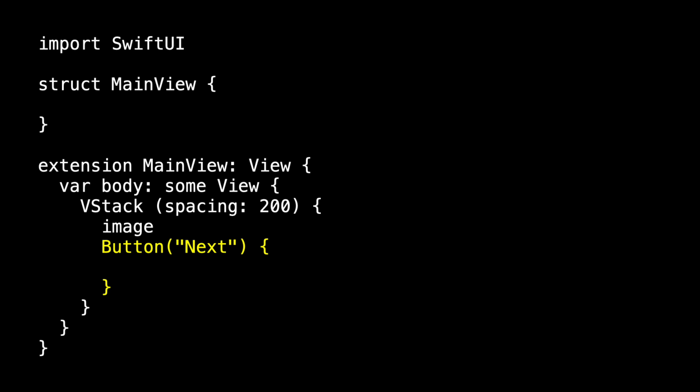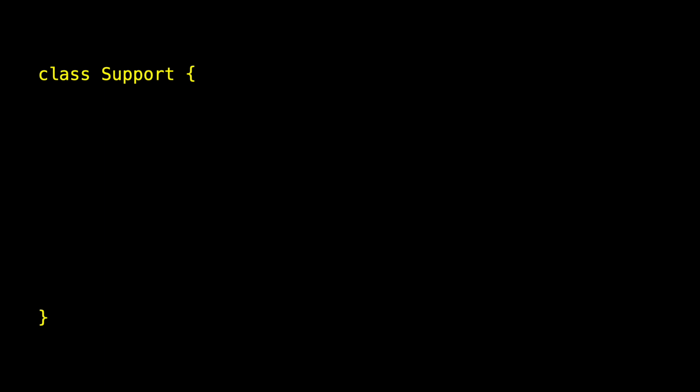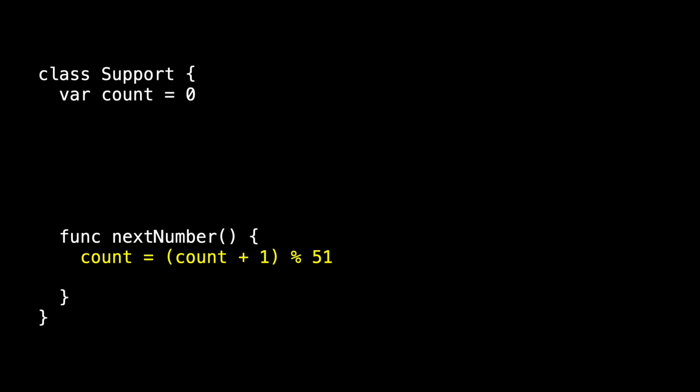Our next button will use a controller or a view model as support, and its action is support's next number method. We'll do more in main view, but first let's head over to support to see what's happening on the back end. Support is a class which has to hold on to the count that we're increasing each time we tap the next button. And so the next number method will just take count and increase it by 1. And because I only have the little numbers with circles up to 50, we'll mod this by 51.